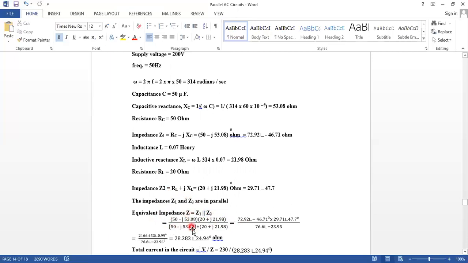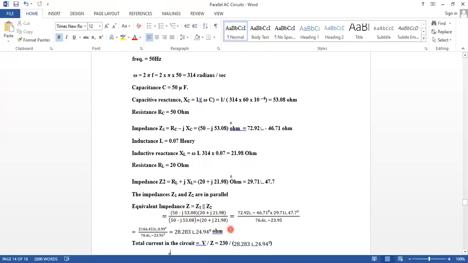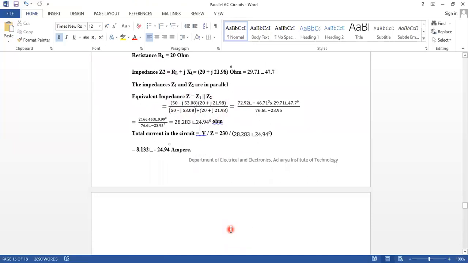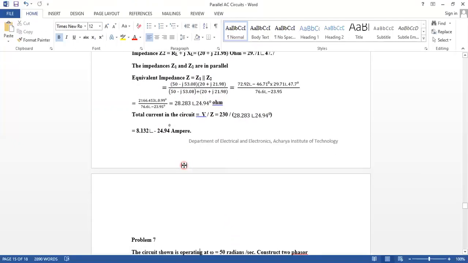That is, when you have two resistances in parallel, similar way. Okay, similar formula you are going to use: Z1 Z2 divided by Z1 plus Z2. Okay, so you get the total impedance. So total current is nothing but voltage divided by the impedance. Okay, so this is another method. You can do it in any way which you feel comfortable.